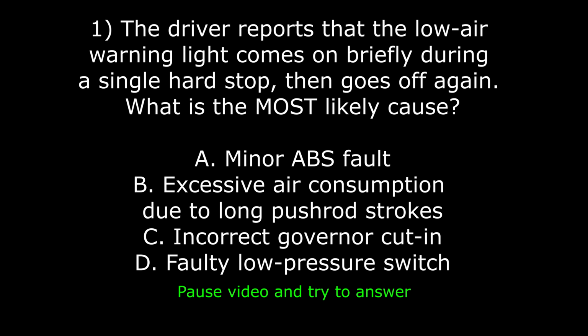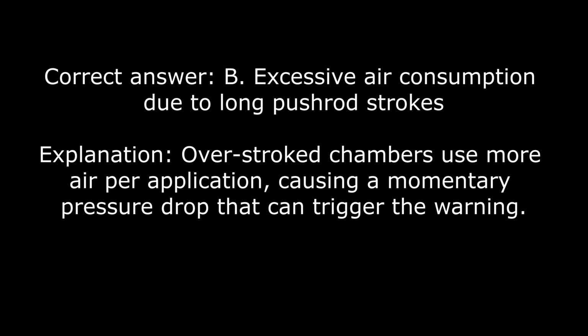1. The driver reports that the low-air warning light comes on briefly during a single hard stop, then goes off again. What is the most likely cause? A. Minor ABS fault. B. Excessive air consumption due to long pushrod strokes. C. Incorrect governor cut-in. D. Faulty low-pressure switch. Correct answer, B. Excessive air consumption due to long pushrod strokes. Explanation: overstroked chambers use more air per application, causing a momentary pressure drop that can trigger the warning.